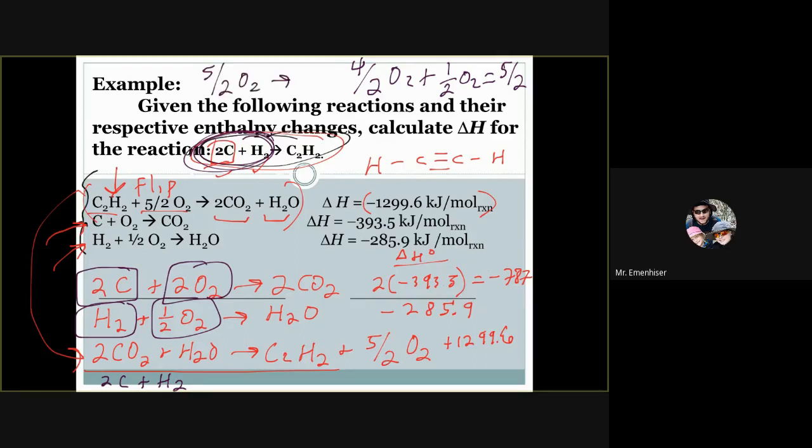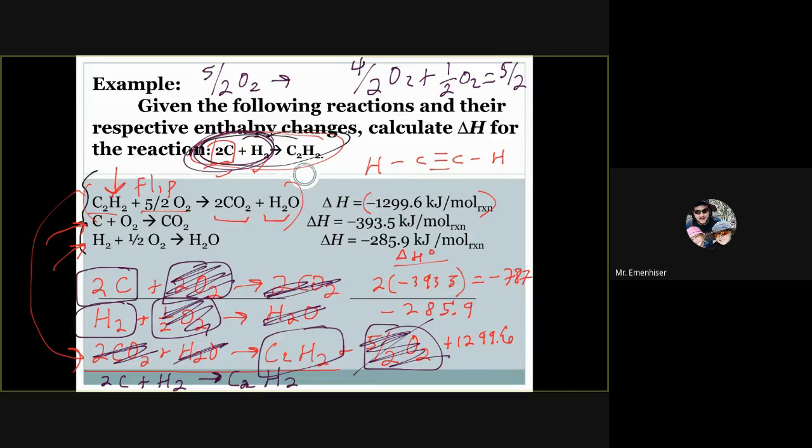And then look on my product side. I have 5 over 2, so that will cancel with all of the oxygen. So all of our oxygen cancels. All right, then look, we got water on this side. The water will cancel. We got 2 CO2s here. It will cancel here. And notice that we have everything removed except for our target reaction. So we've done everything we needed to do. C2H2. Okay, that's our target reaction.